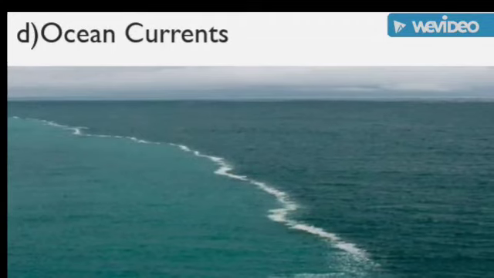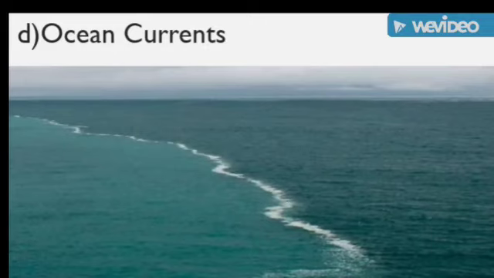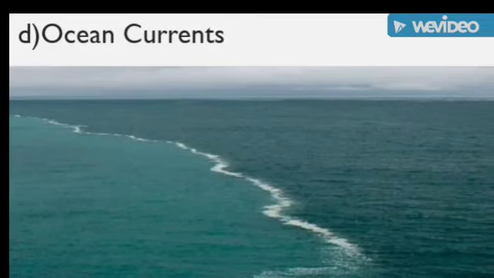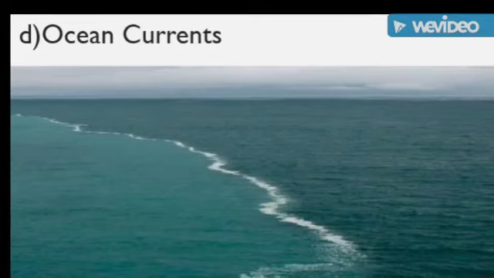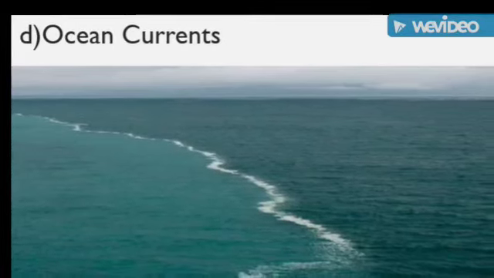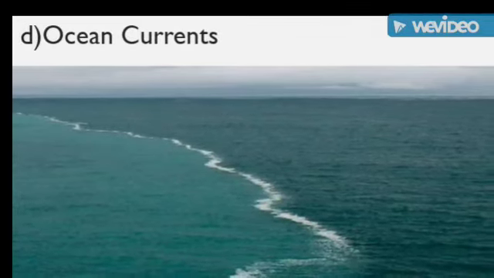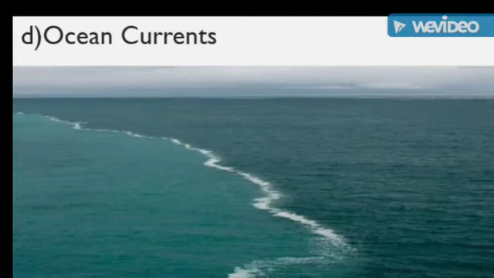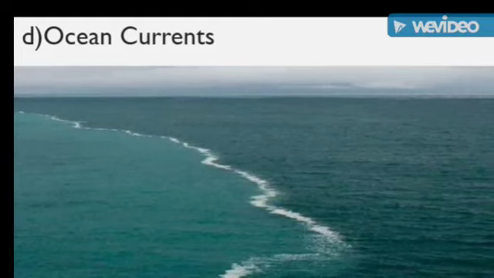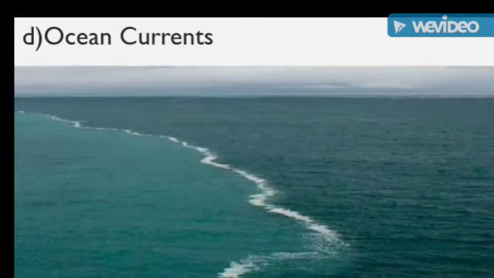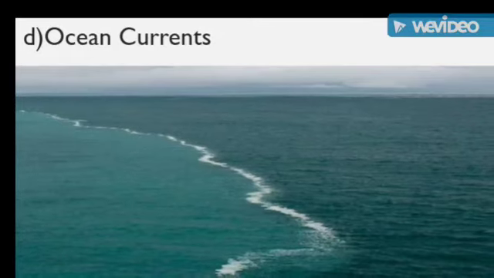Now, the fourth factor is ocean currents. What are ocean currents? No, these currents are not the kind which gives you a shock. Ocean currents means movement of water in the sea, and in Urdu it means samundri lehrein. When water moves about in the seas, oceans and in streams, these are called currents.